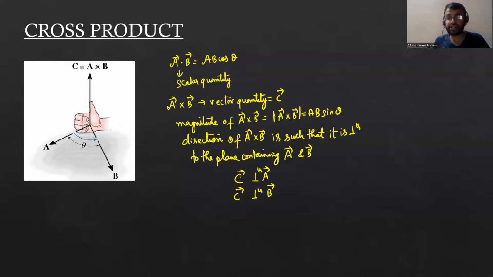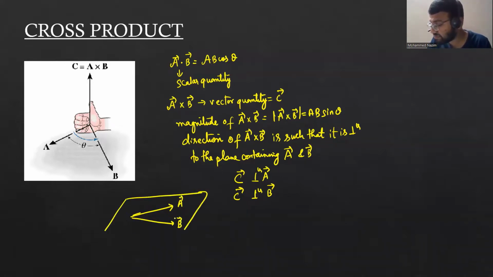How do you find the direction? You will use the right hand clasp rule. Let us say, as given in the diagram, this is A vector and this is B vector. Let us say these two are in the same plane, and this is that plane.